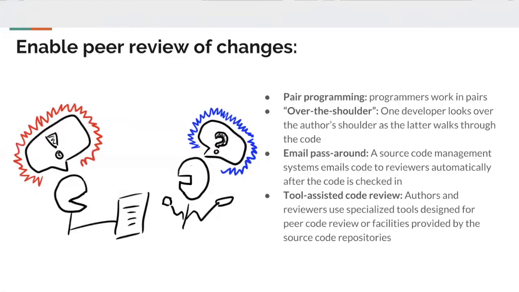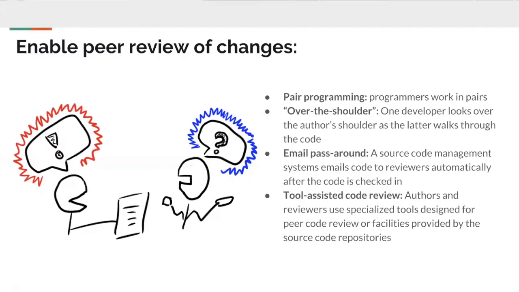Okay, so pair programming is when programmers work in pairs. Over-the-shoulder programming is when one developer looks over the author's shoulder as the latter works through the code. Email pass-around is when a source code management system emails code to reviewers automatically after the code is checked in. And tool-assisted code review is where authors and reviewers use specialized tools designed for peer code review or facilities provided by the source code repositories.